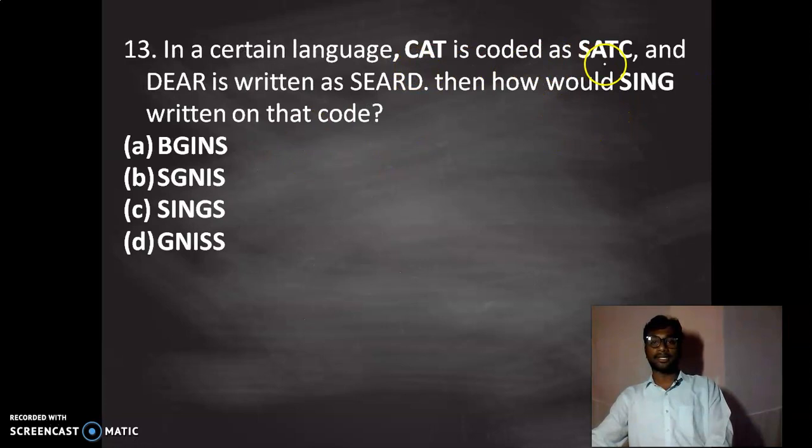So in a certain code, cat is written as sats and deer is written as seer. Then how could the things be written? Please comment the answer. Comment it.